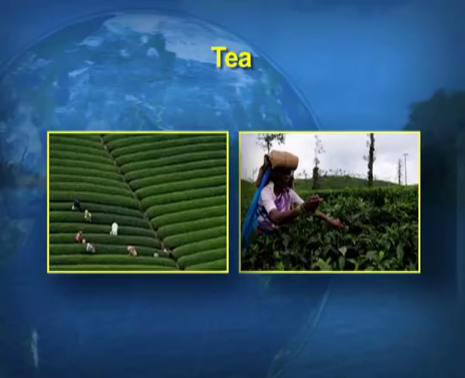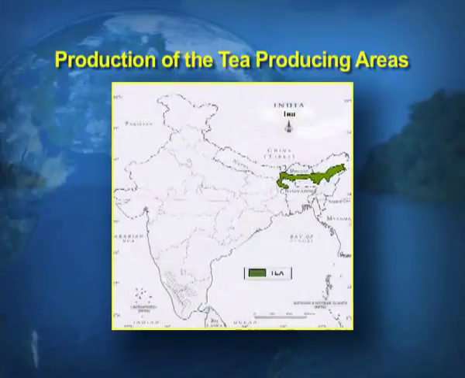Now on the visual, you can have a look at how the tea gardens are, and you can see the manual labor plucking the tea leaves. This visual shows the tea producing areas. Now we take up coffee, which is another beverage.